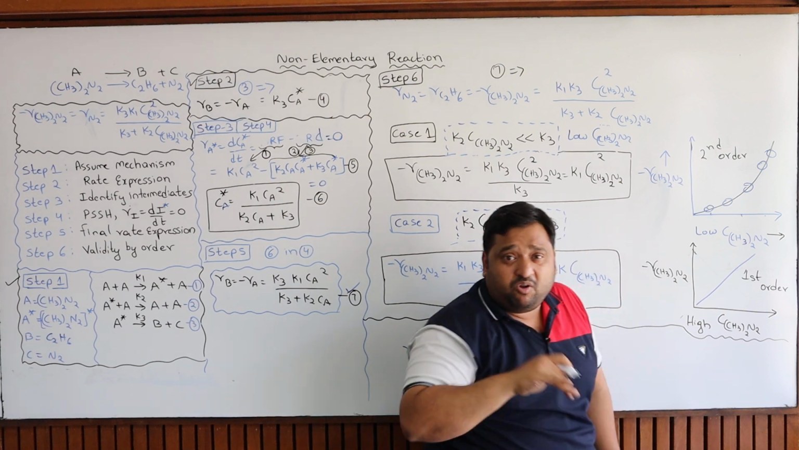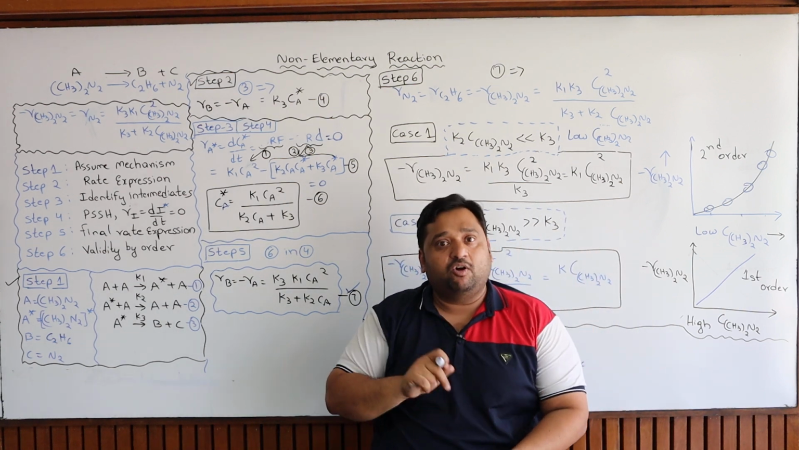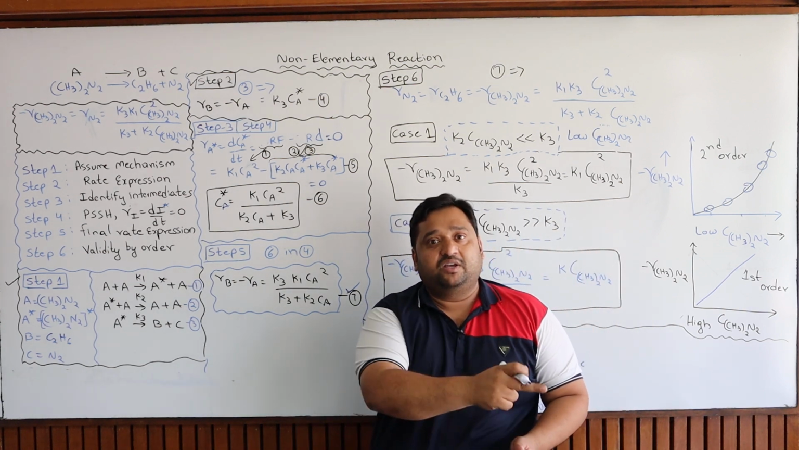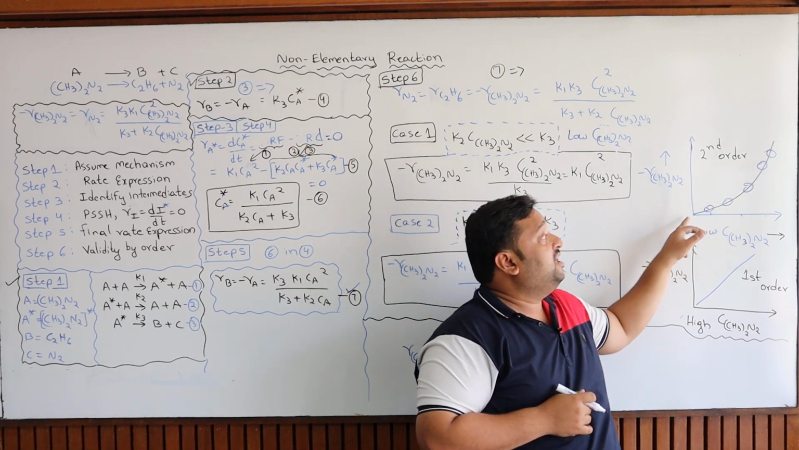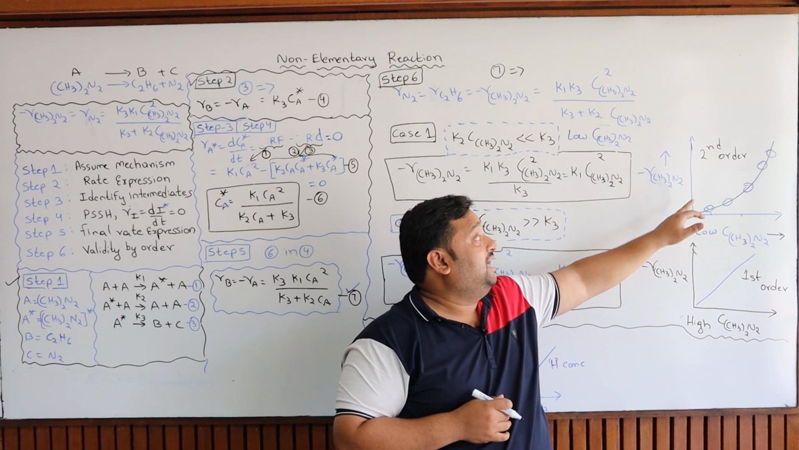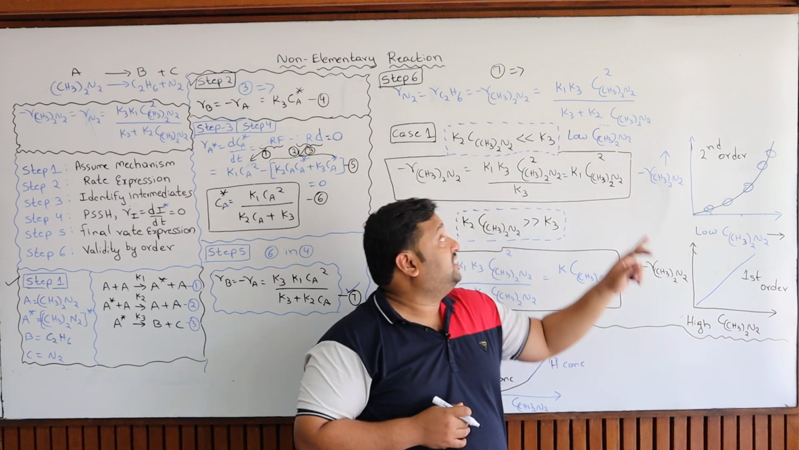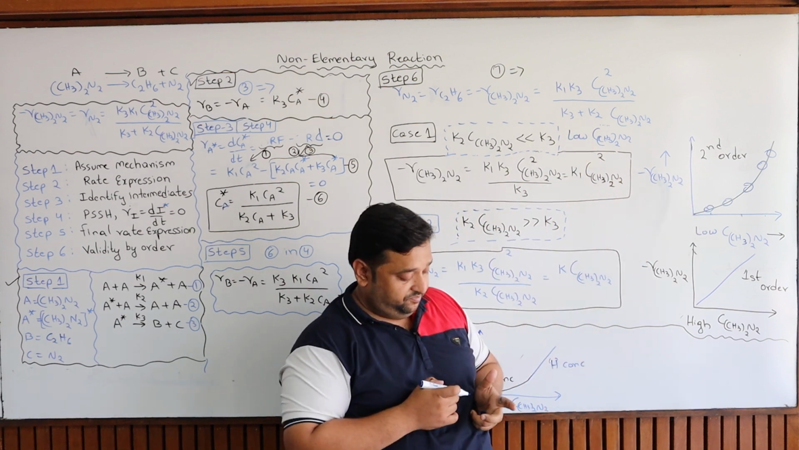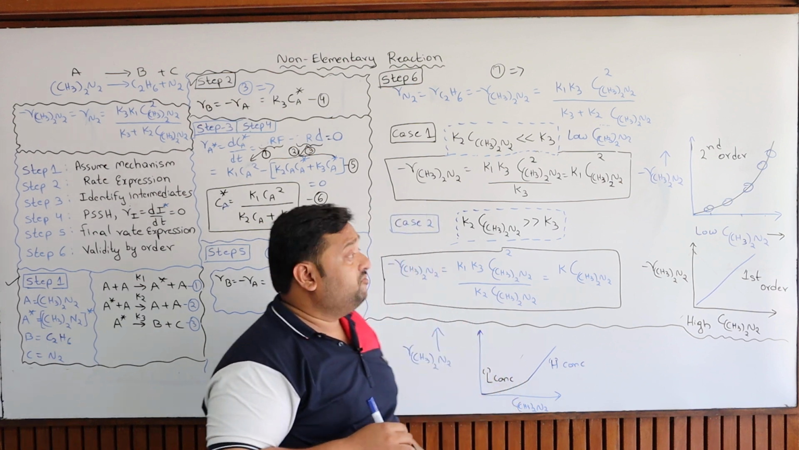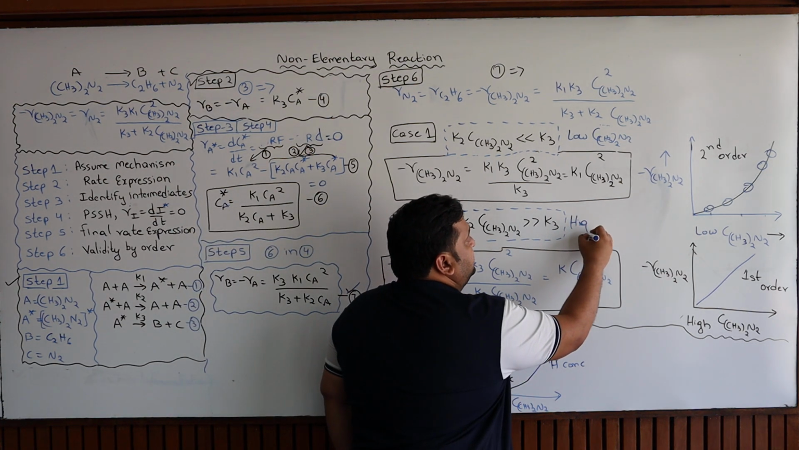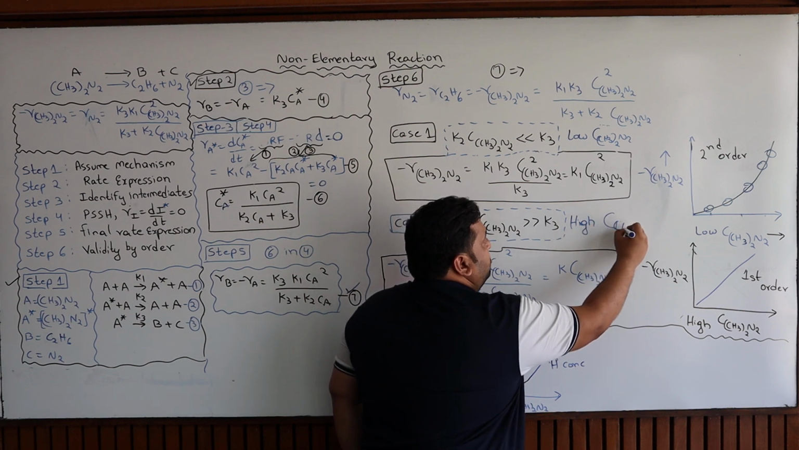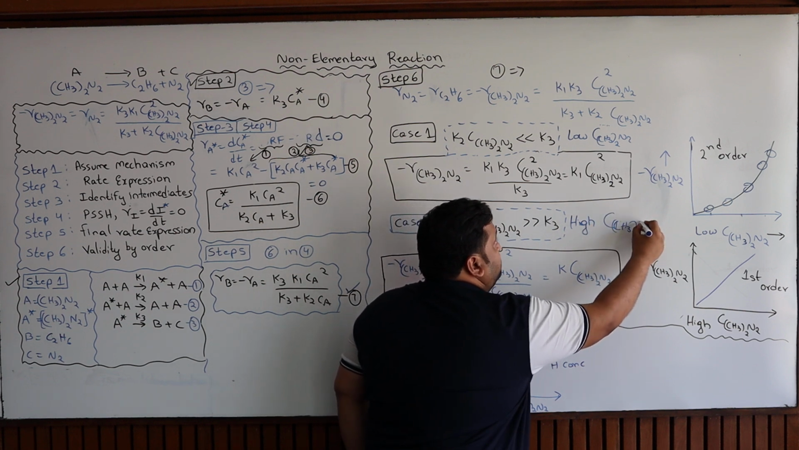That means at lower concentration in the reactor, I keep a lower concentration of azomethane and measure the rate. If that rate matches that curve, then this equation is valid at lower concentrations. What happens at higher concentrations? The second case is high concentration of azomethane.